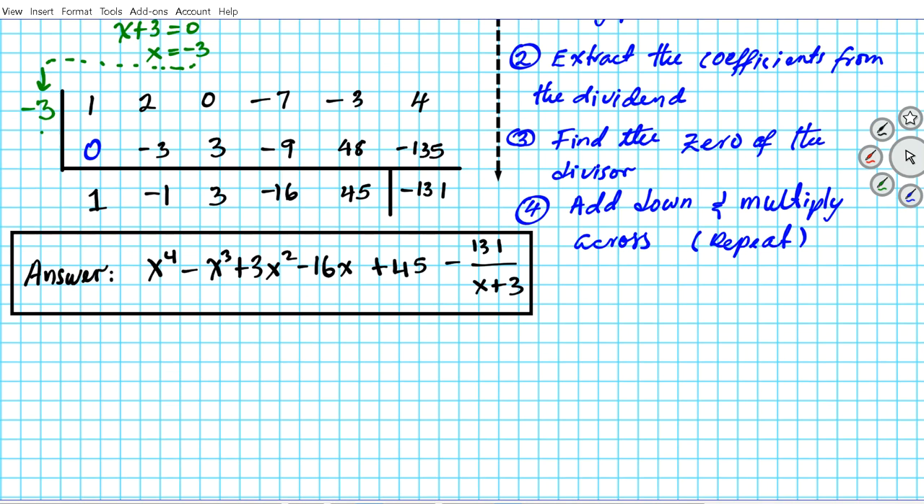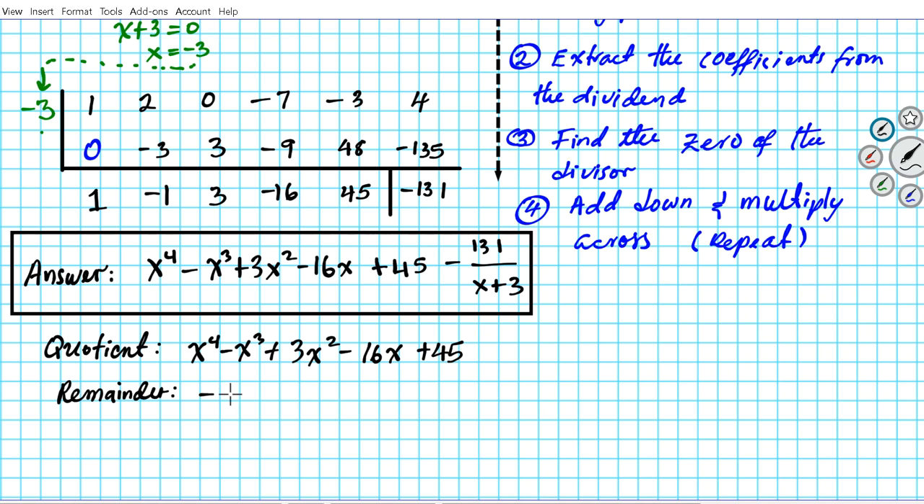Now let's specify our quotient and remainder, and then whether the divisor is a factor or not, and give you some problems to work on. So the quotient is x to the 4th minus x to the 3rd plus 3x squared minus 16x plus 45, which is the part of the solution that doesn't have the remainder. And then the remainder is that last number that's left in the synthetic division process, which is -131. Is the divisor a factor or not?